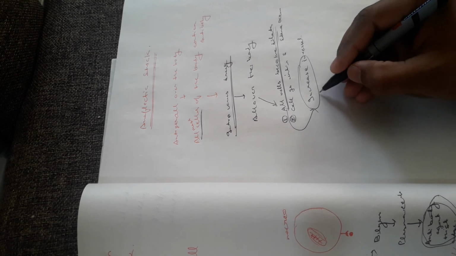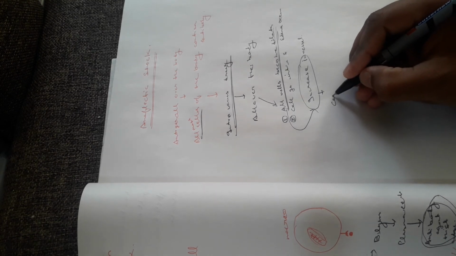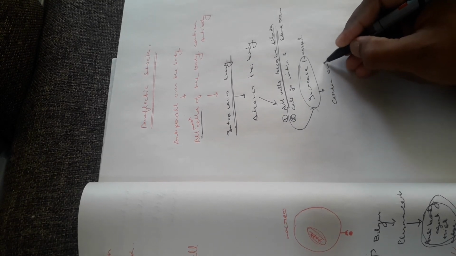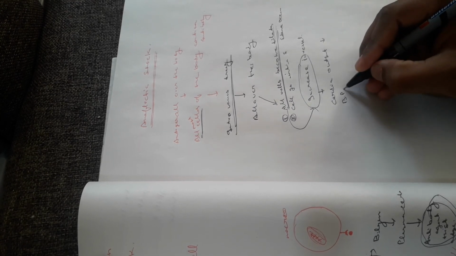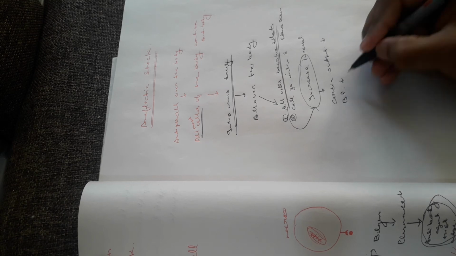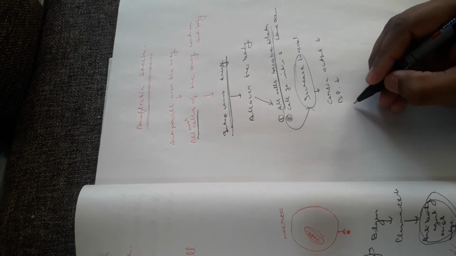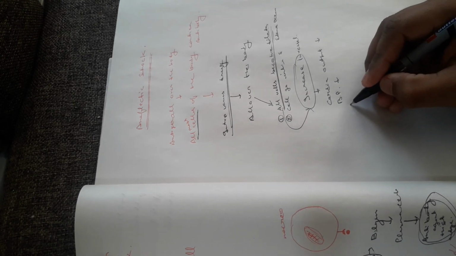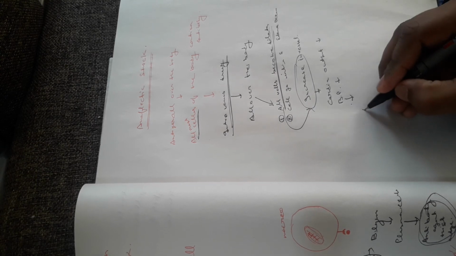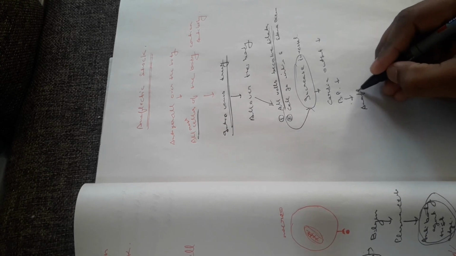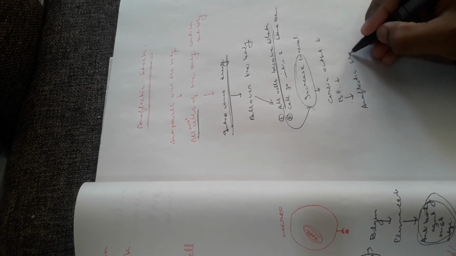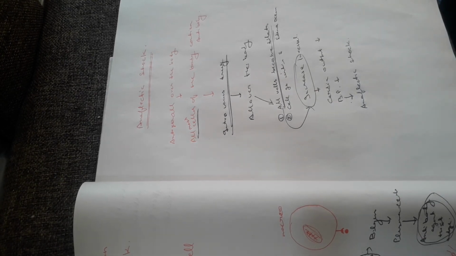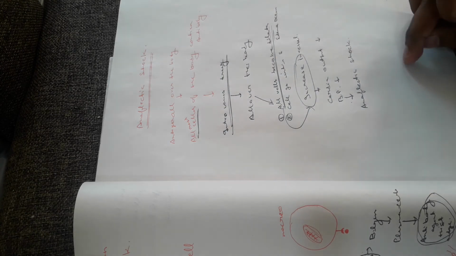So cardiac output decreases, blood pressure will also decrease, and the person goes into anaphylactic shock because of less blood supply to the organs. So this is the mechanism of anaphylactic shock.